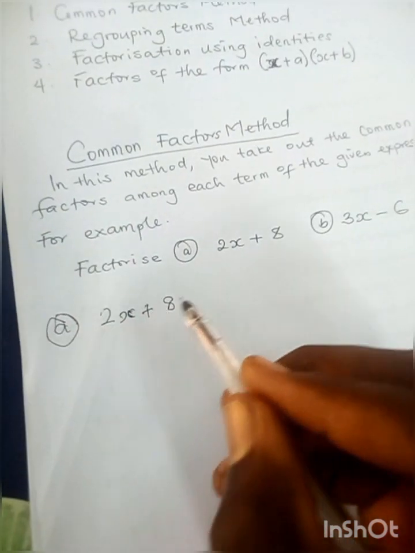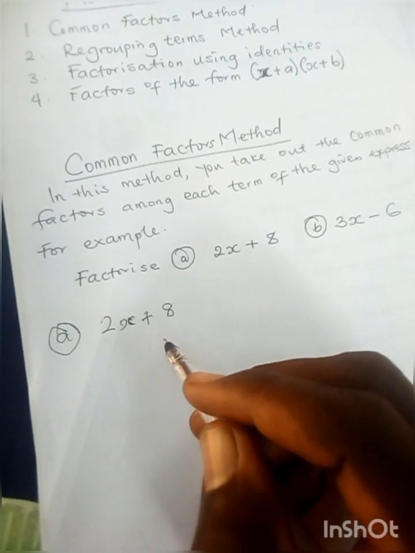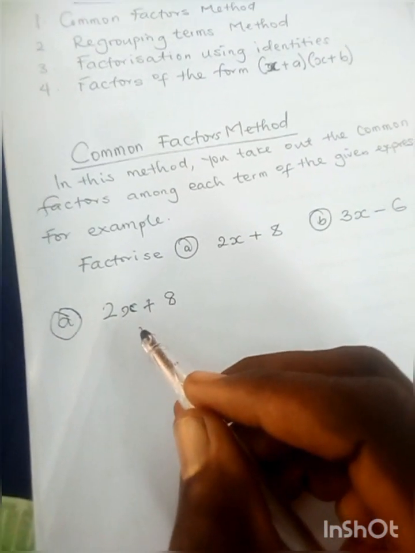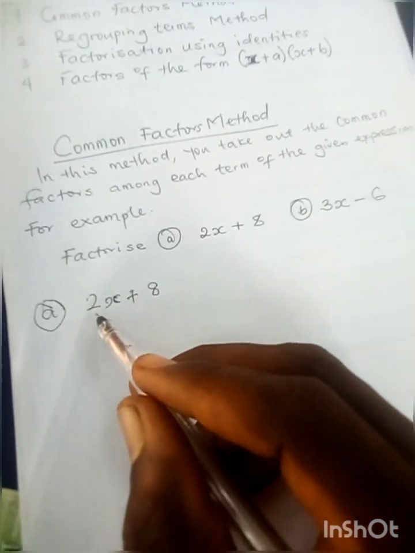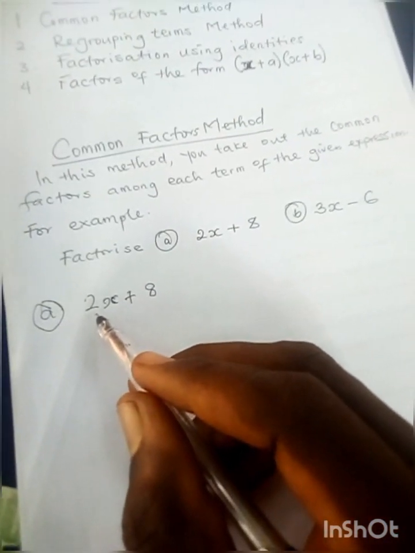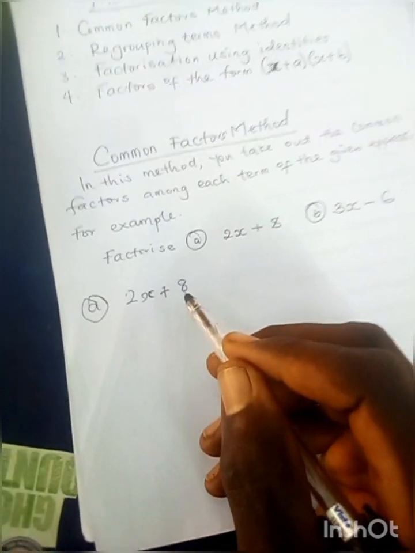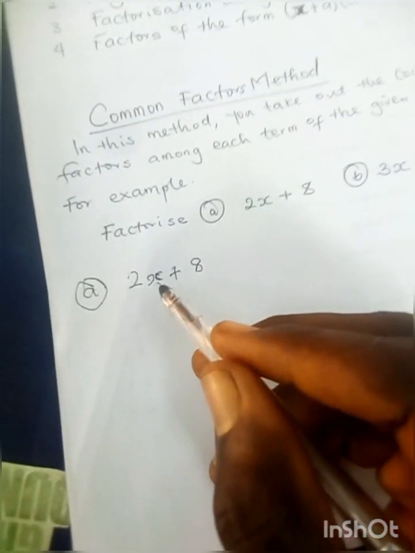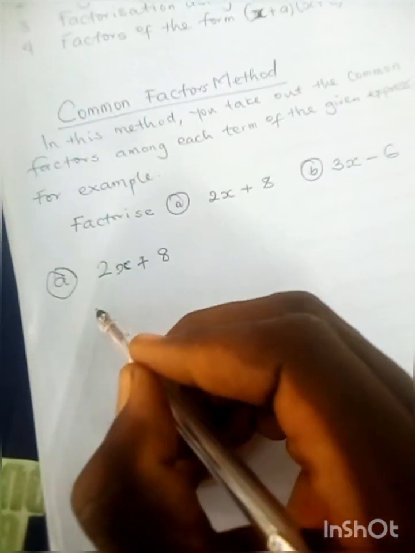This is 2x plus 8. Now let's see. First, what is common to these two? Here, 2, common factor of 2. Also a common factor of what? 8. That means 2 is common to both terms. So we pick out the common factor. So we bring out 2 like this.